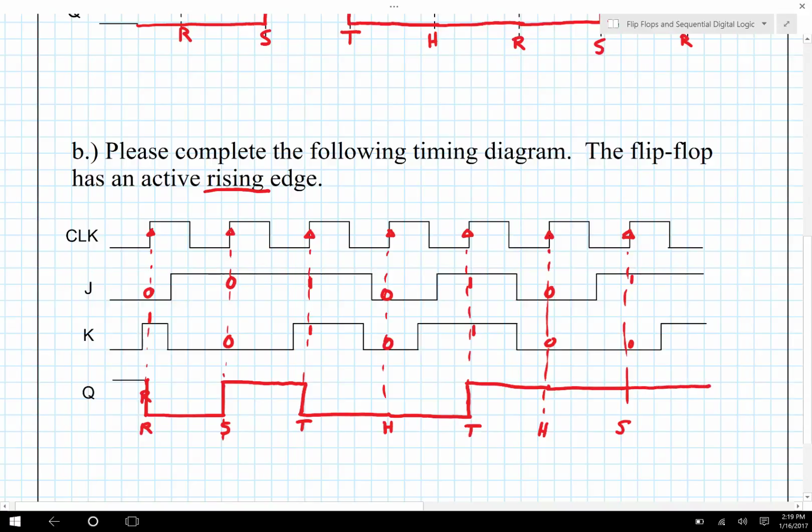So if you get a problem like this on a quiz or an exam, it's very straightforward to just work your way through, and at each step, figure out the value of J and K, figure out what function is being performed, and then figure out what the new value of Q should be.